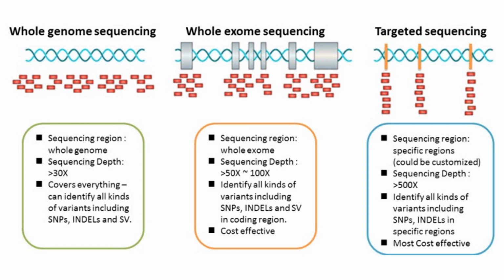Targeted sequencing just targets small specific regions, and the sequencing depth is very high, like 500 or 1000. It can also identify all kinds of variants, and as long as you know the targets well, it is the most cost-effective method.